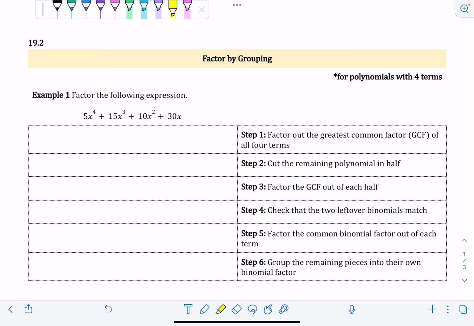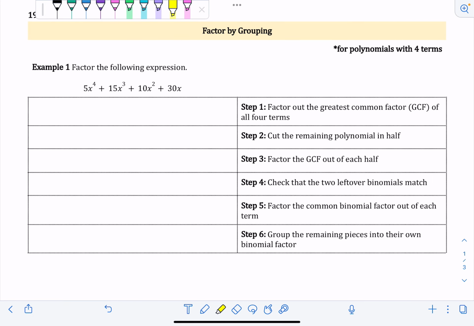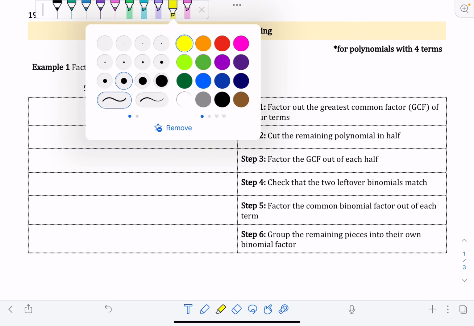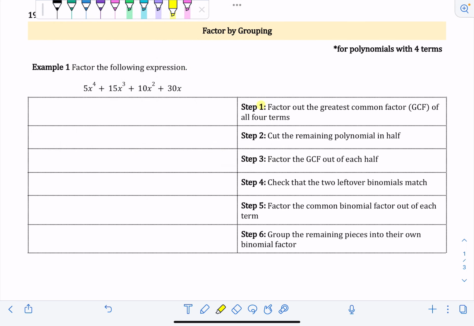So example 1, factor the following expression: 5x to the fourth plus 15x cubed plus 10x squared plus 30x. Step 1 says factor out the greatest common factor, or GCF, of all 4 terms. So this is one term right here, one right here, one right here, one right here.